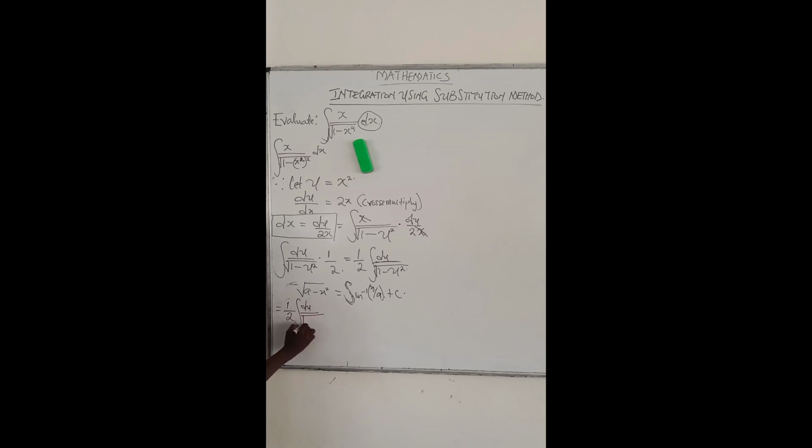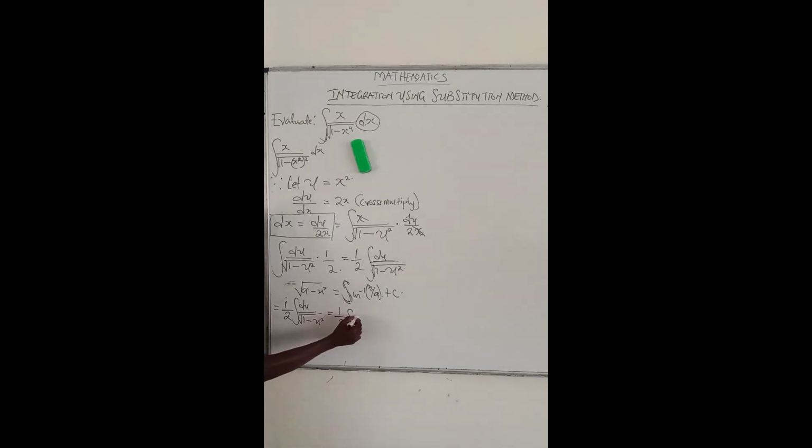over square root of 1 minus u squared, which is going to be equal to arcsine inverse of u plus c. Are you there now? So arcsine inverse of u plus c. Are you listening to me? So this is the form. The law says that whenever you have square root of a minus s squared, it simply means sine inverse of s over a plus c.